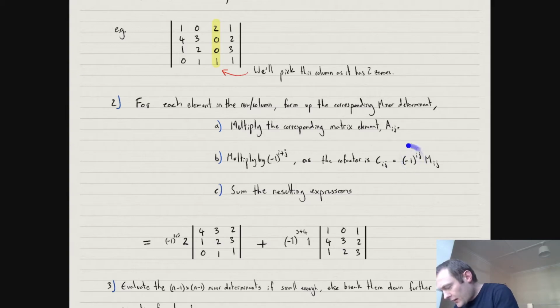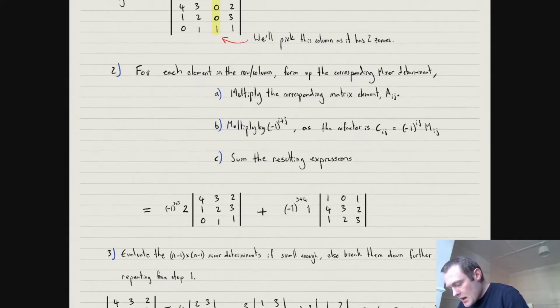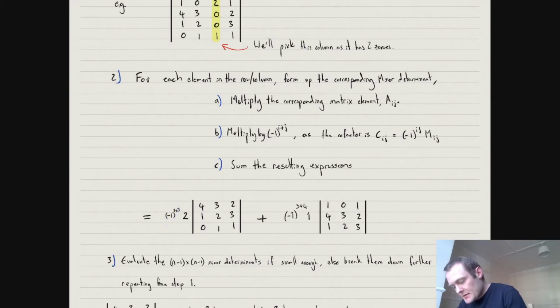And then this extra factor that we gain for the cofactors. So that's -1 to the power of i plus j for the matrix element you're talking about. So the first matrix element is this, and that is when i equals 1 and j equals 3. So third column, first row. And so I get -1 to the power of 1 plus 3, which is just 1.